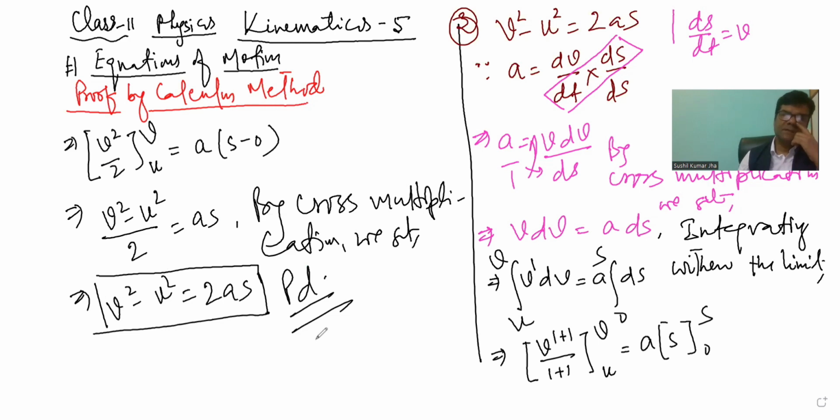So these are the three equations of motion and their calculus proof. Although you have one more equation of motion that we write in terms of S and F. That proof we'll do in the next video, and then we'll take some numericals also.